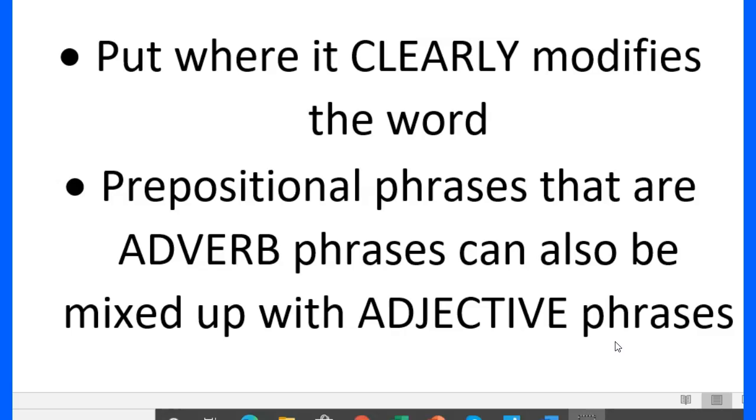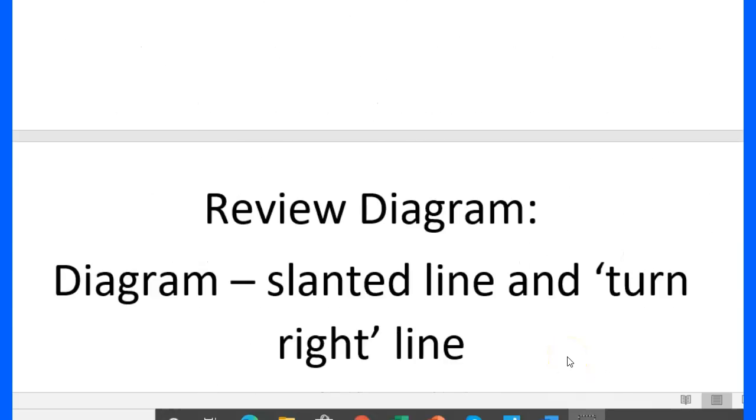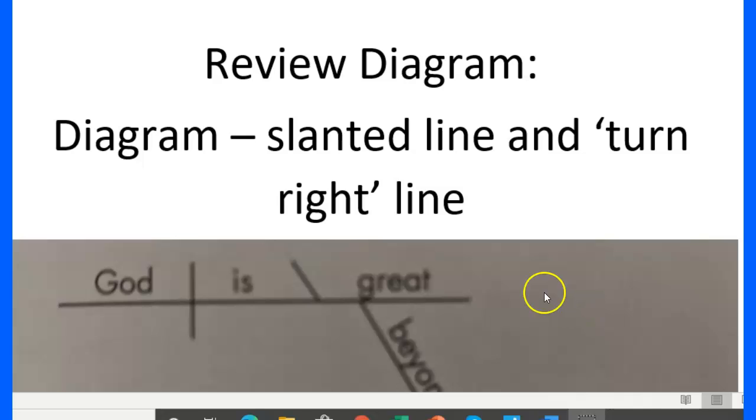The second thing to remember is that prepositional phrases that are adverb phrases can also be mixed up with adjective phrases. And this is one of those, I don't know if you've ever made a milkshake or a smoothie and you just kind of throw everything in. Well, once in a while you're going to find sentences where everything's just thrown in. And you're going to have adverb phrases, but they have adjective phrases that are mixed in with them. And we're going to take a look at that in just a second. So if you would turn your page, we want to take a look and remind ourselves how prepositional phrases are diagrammed. So I always say with the diagram.